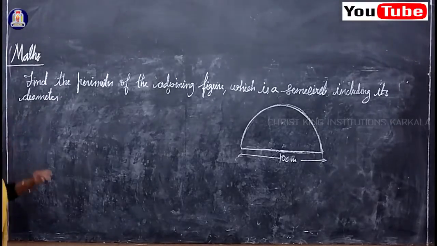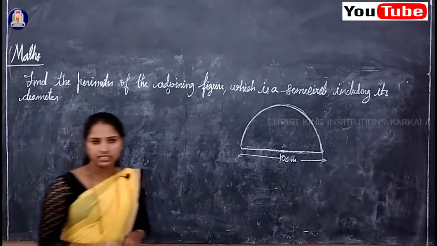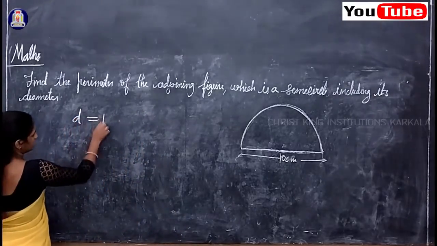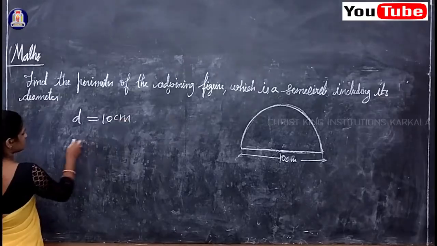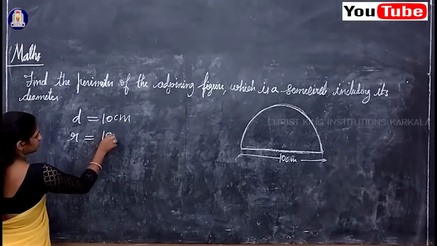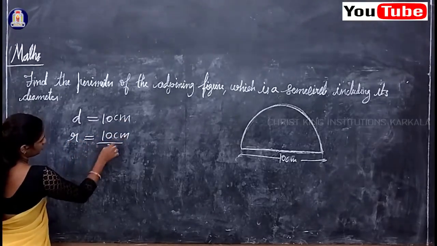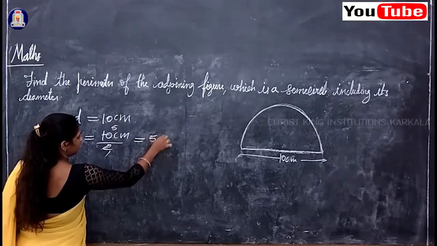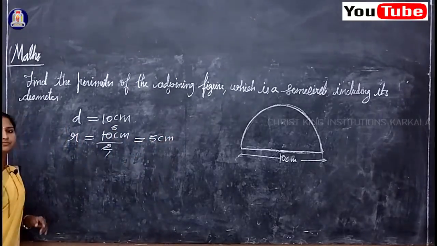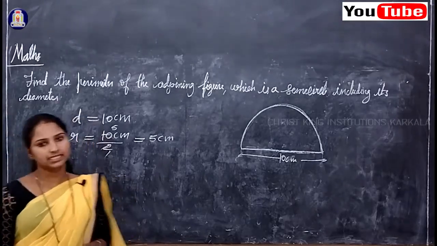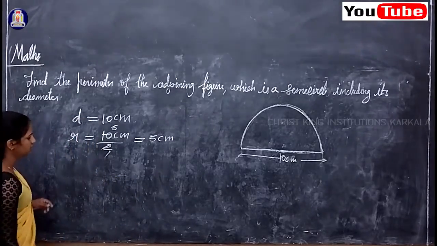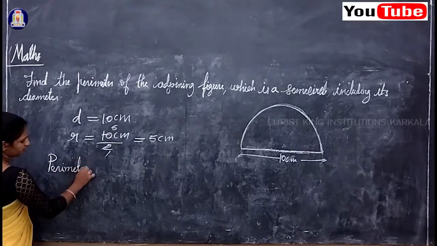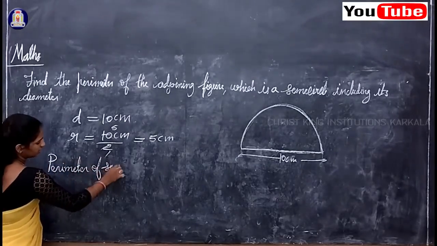So first we will find the perimeter of a semicircle, and here diameter is given. Diameter is 10 centimeter. So what is the radius? Radius is 10 centimeter divided by 2. 2 5s are 10, so 5 centimeter. This is the radius of the circle. Radius is 5 centimeter. So perimeter of semicircle.